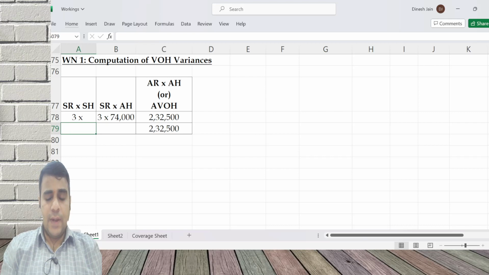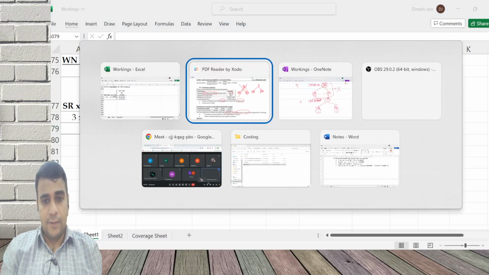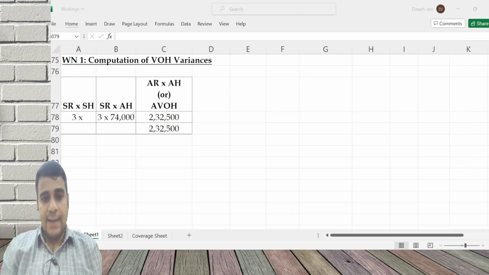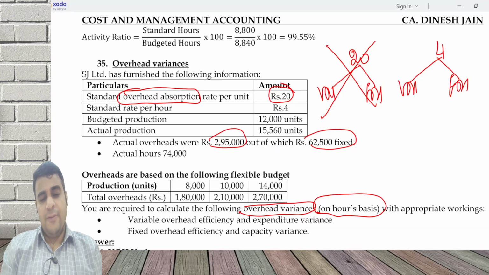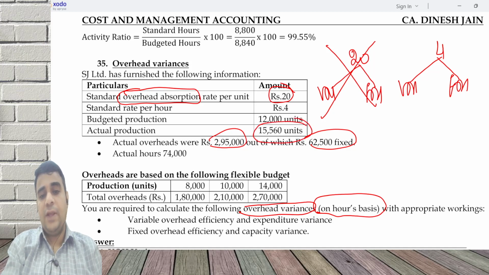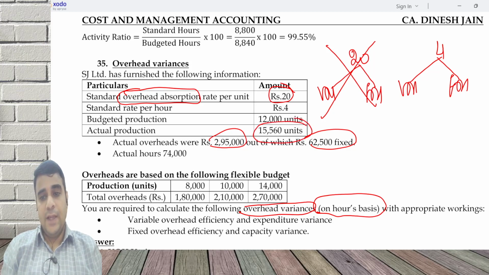Coming to this part of SR into SH, I would have easily done SR into AO. What is SR into AO? It is 15 into 15,560. 15 rupees per unit into 15,560.